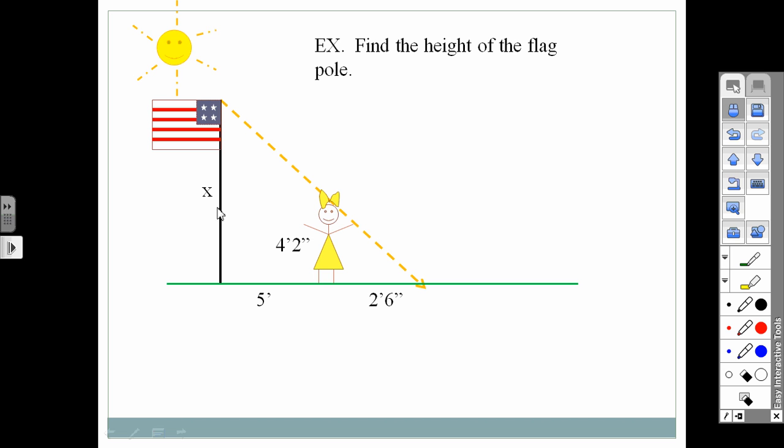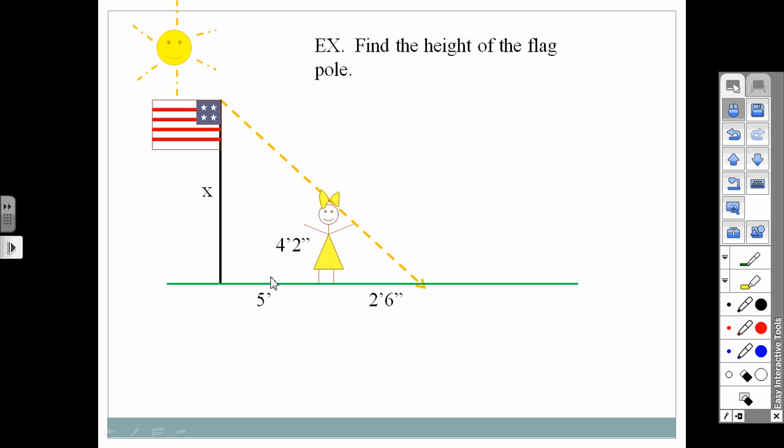So say we wanted to figure out the height of the flagpole. And this person stands herself right in the shadow of the flagpole, just in the correct position that her shadow matches up with the tip of the shadow for the flagpole. So her shadow ends right here, and the shadow of the flagpole also ends right there. So you can measure her shadow is 2 feet 6 inches. She should know her height, 4 feet 2 inches. And then you can also measure the distance between the person and the flagpole, which is 5 feet.